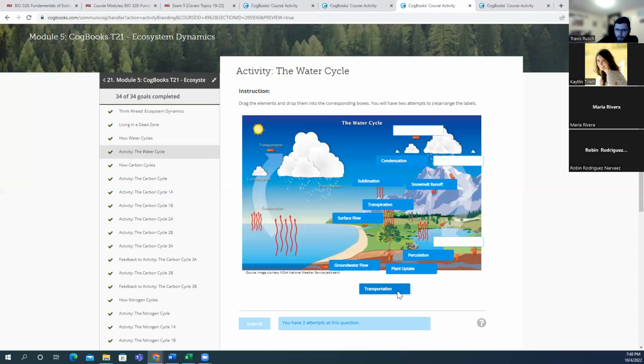And what are we talking about with this one, with transportation? What does that mean as far as the water cycle? Yeah, all that means is clouds moving, exactly. There's an example of it right here, the clouds are moving, and they're just moving into an area where they're eventually potentially gonna rain. So it's just transportation of water, in this case, in the form of a cloud.